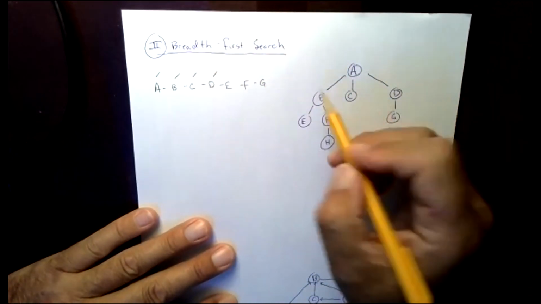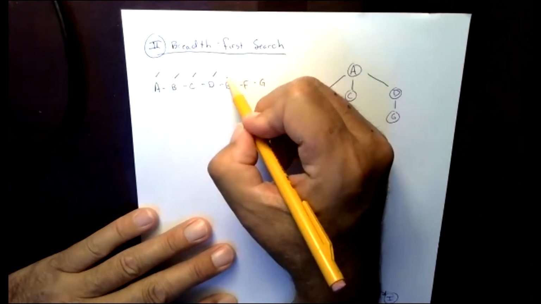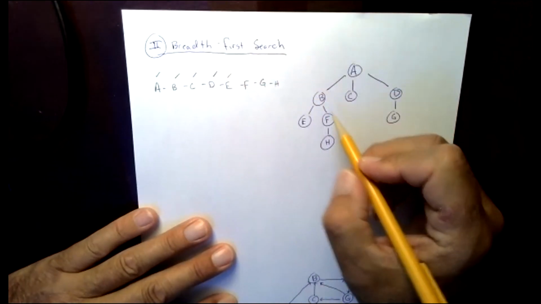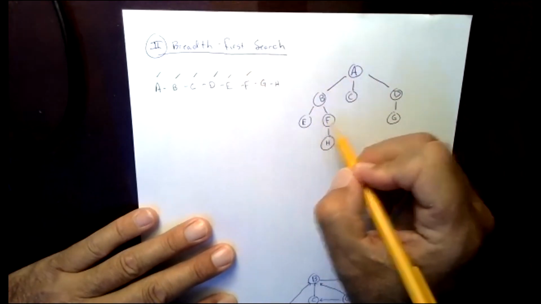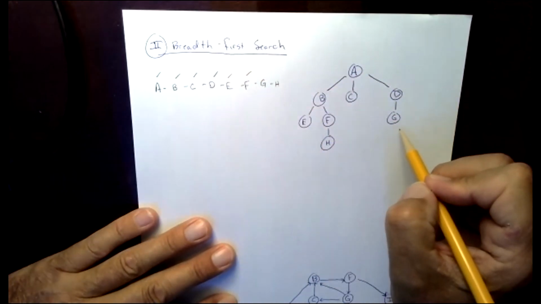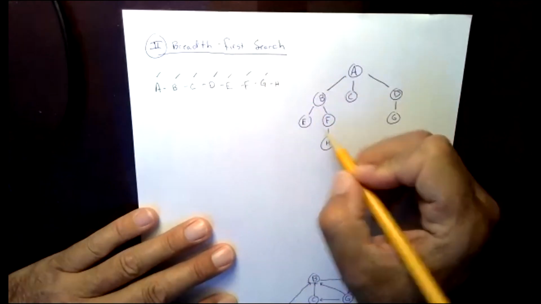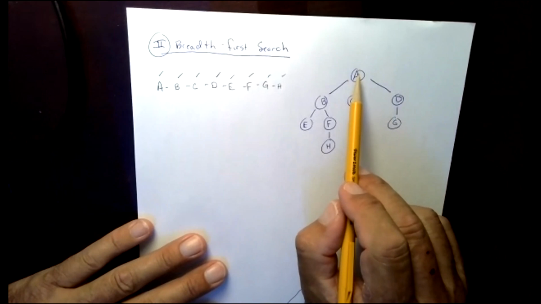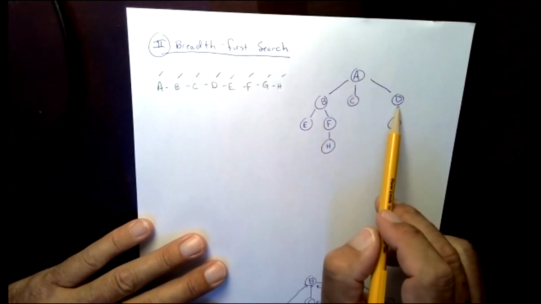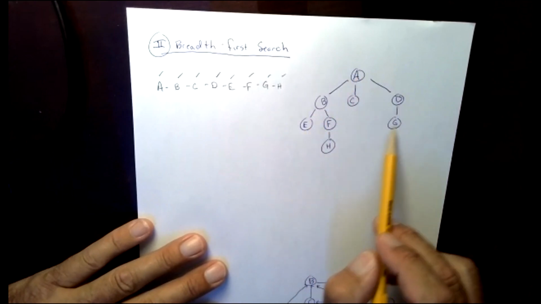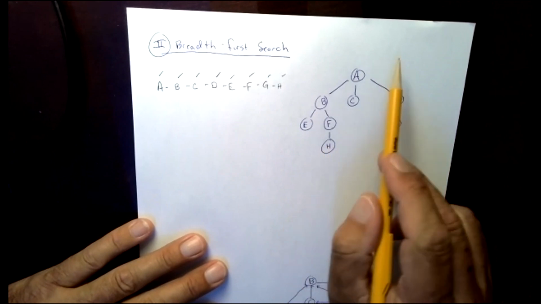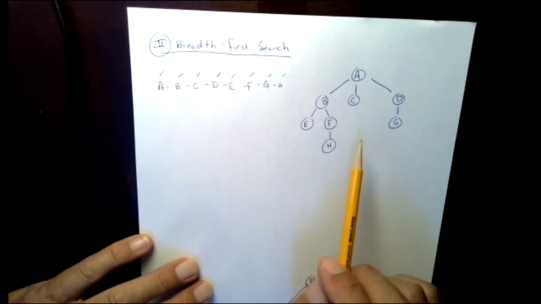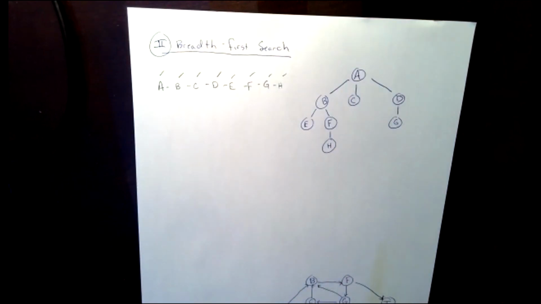Good. E, where can it go? Nowhere. F, it can go to H and done. G, I come over here, it goes nowhere. And finally H. So it's almost looking like I go A, B, C, D, E, F, G, H, just by the way it's laid out. I'm going row by row to do this breadth search.